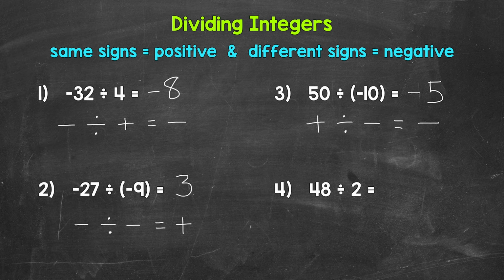Lastly, for number 4, we have 48 divided by 2. So we have two positives here, the same signs. That means our answer will be positive. 48 divided by 2 gives us 24. And again, since we have the same signs here, this is positive. So a positive divided by a positive equals a positive. So there you have it. There's how to divide integers.